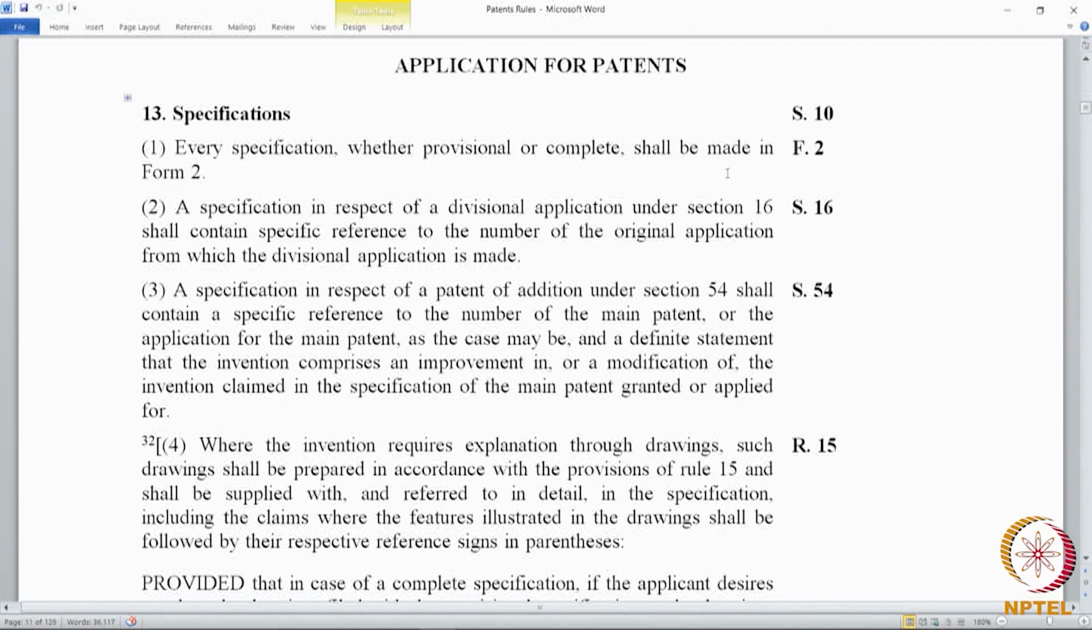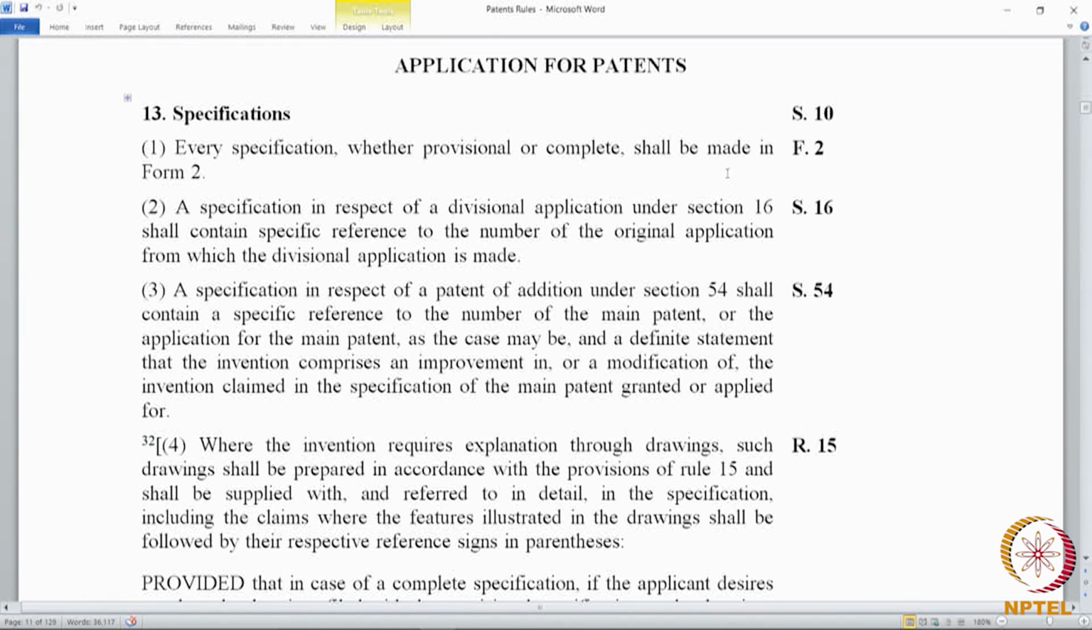What happens if you had already filed the complete? If you had filed the complete, then there is no way you can file further improvements. So, once a complete is filed, you do not go through the route mentioned in 10(7), you would rather go through section 54. Section 54 allows you to cover improvements in the same manner in which section 10(7) allowed you to cover additions. We will discuss those details when we come to section 54.